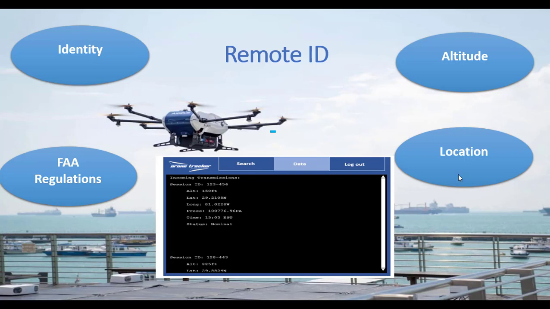And this is the GUI that contains the information about the flight.